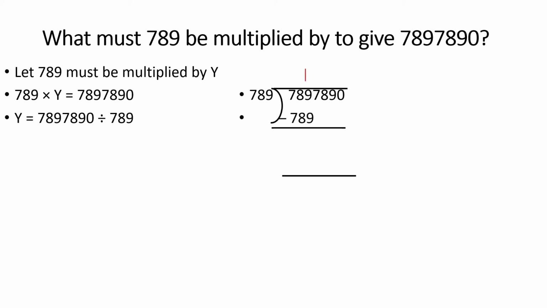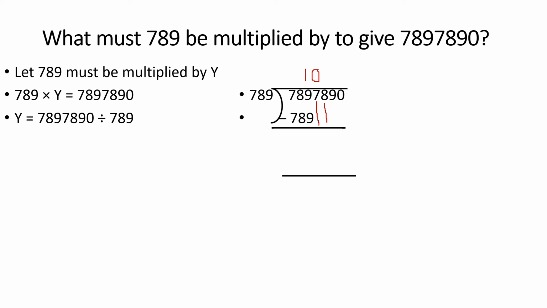So it is very simple. We will subtract it and you know that 789 minus 789 equals 0. Now what we have to do? We have to write down 7. But 7 is smaller than 789, so we will write 0 here.